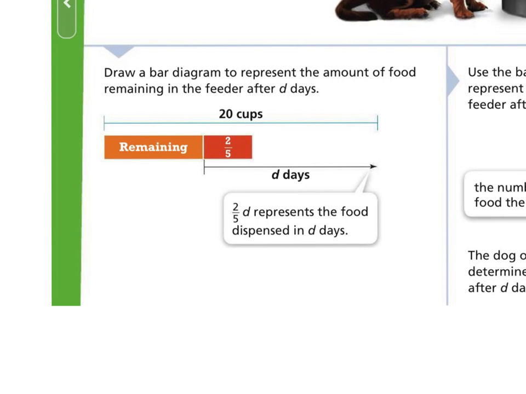You can do a bar diagram here if you want, looking at 20 cups total. Again, I didn't do bar diagrams going through school, so if this makes more sense to you, that's fine. It's not what I'm usually used to doing. But again, the 2/5 of a cup per day for D days, and you can see the arrow kind of showing how that's going to continue taking up more dog food.